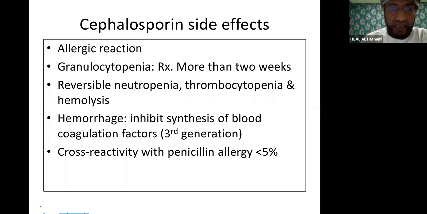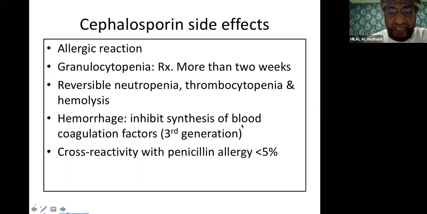Cephalosporin side effects: allergic reaction, granulocytopenia (with treatment for more than 2 weeks, you need to check for it), reversible neutropenia, thrombocytopenia, and hemolysis. I remember a patient with sickle cell disease. He was treated with ceftriaxone for sensitive Salmonella, but after the third day, the patient developed severe hemolysis, and it was not known. We just tried to figure out what the cause was. Later, it was linked to the ceftriaxone use.